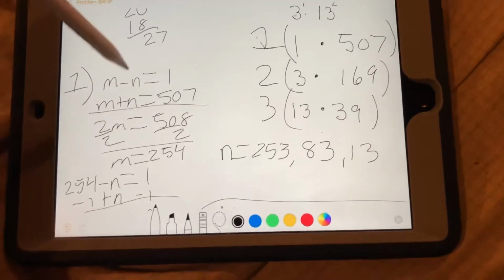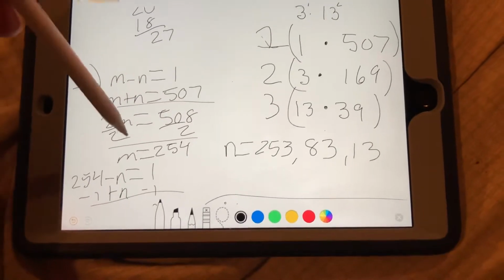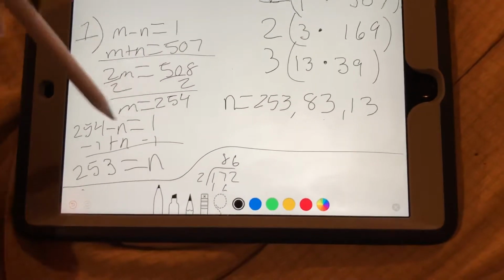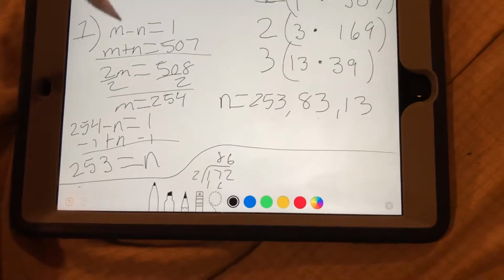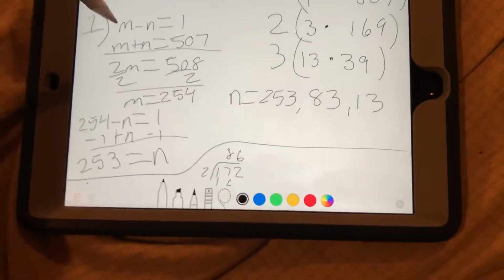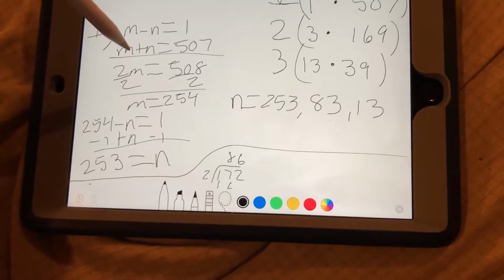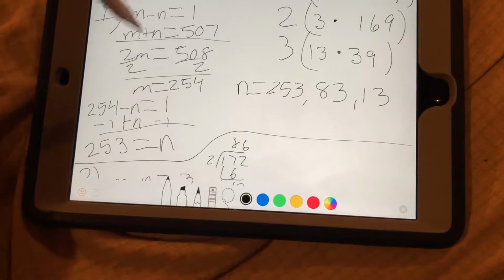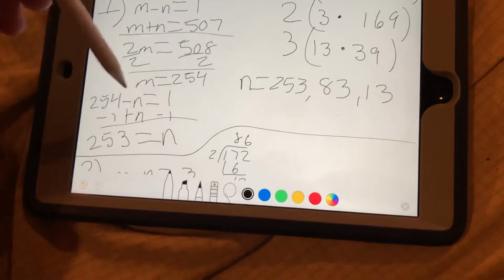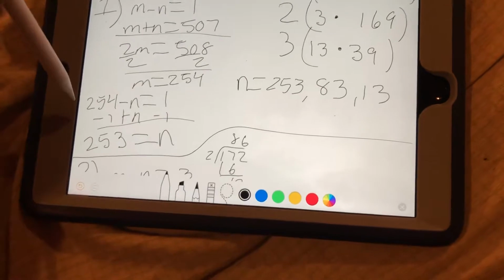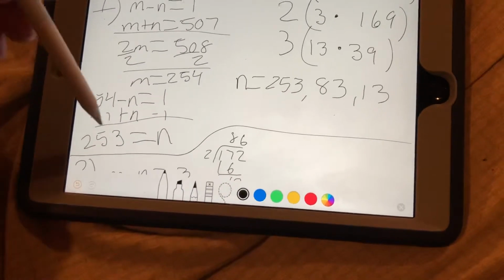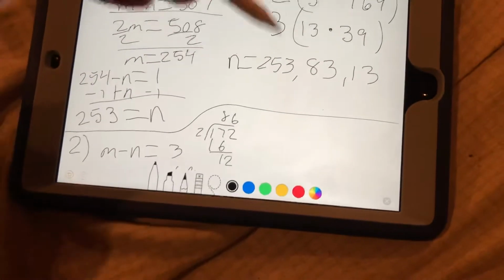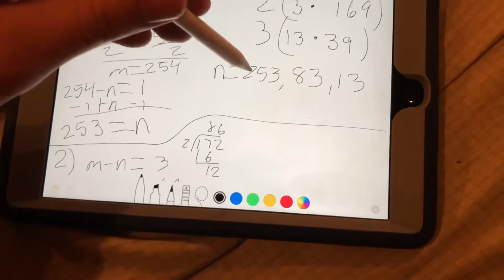And then what you're going to do is you're just going to combine them across. You get 2m, and the n's cancel, and you get 508, right? And then you're just solving for m. So then you divide by 2, and you get m is equal to 254. You plug that back into the top equation or the bottom, doesn't matter. Or actually, I guess just plug it into the top one, because then you'll get 254 minus n equals 1, and you subtract 1 over, and then you add n to the other side, you'll get n is equal to 253, right? So that's just the first of the choices.